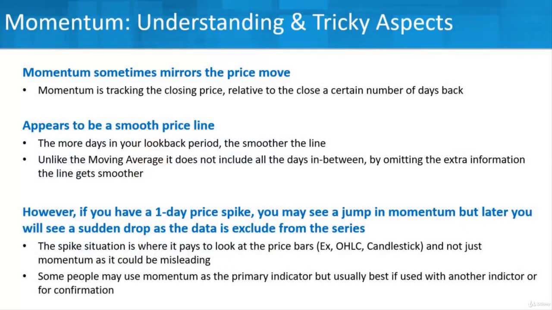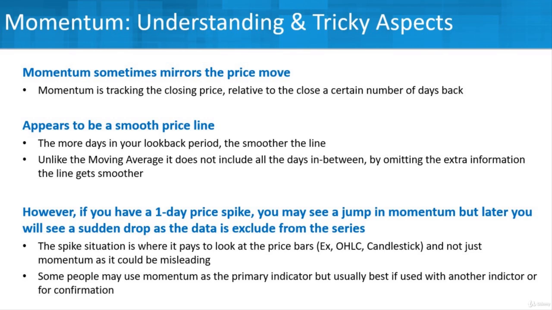A couple of other things: momentum sometimes does mirror the price move, because momentum is tracking the closing price a certain number of days back. It will appear as a smooth price line, and the more days in your look back period, the smoother the line. We used the example of 10 days in another lesson. If we go further back, like 20 days, that will smooth out the line. If you have some real highs or lows, some outliers, that will smooth it out even further.